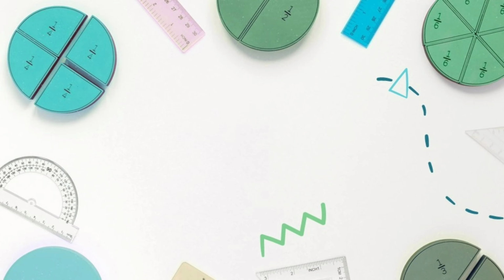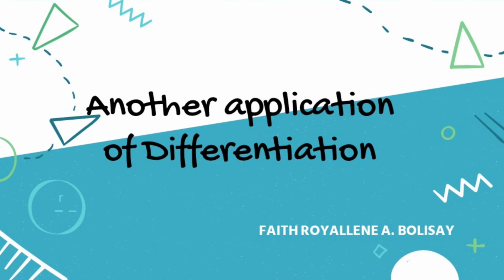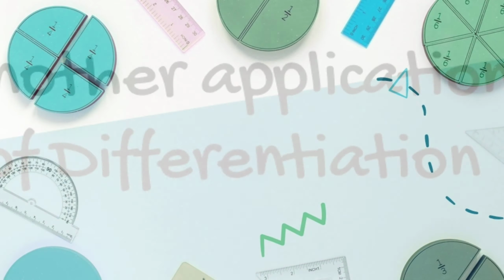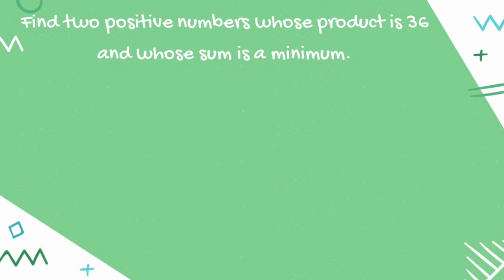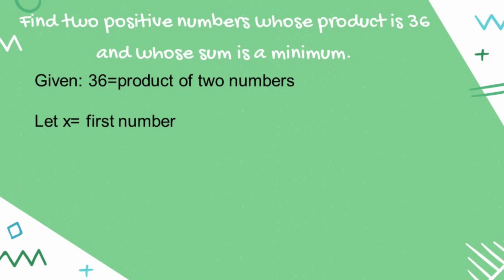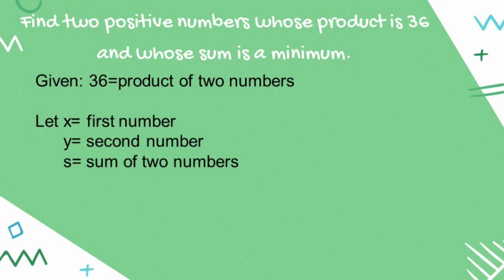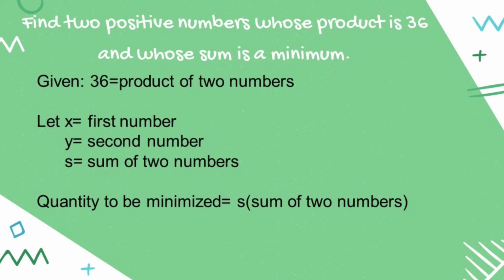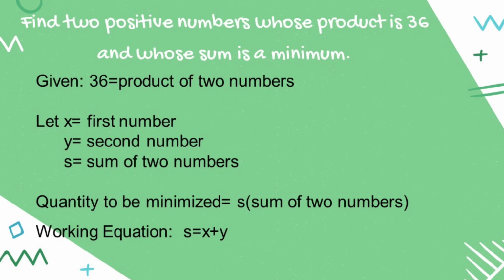For the last part of this video is another application of differentiation. The problem is: find two positive numbers whose product is 36 and whose sum is a minimum. Given that the product of two numbers is 36, let x be the first number, y the second number, and s the sum of the two numbers. Our quantity to be minimized is s, the sum of the two numbers. So our working equation would be s equals x plus y.